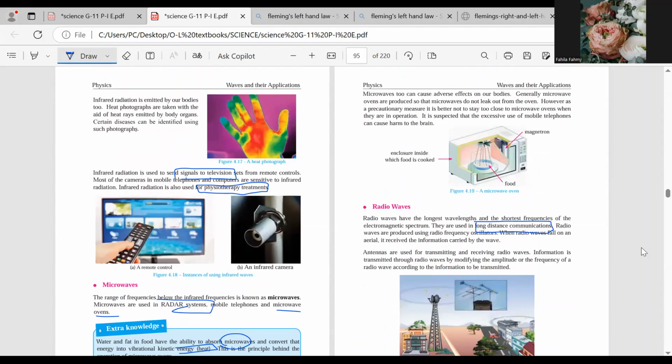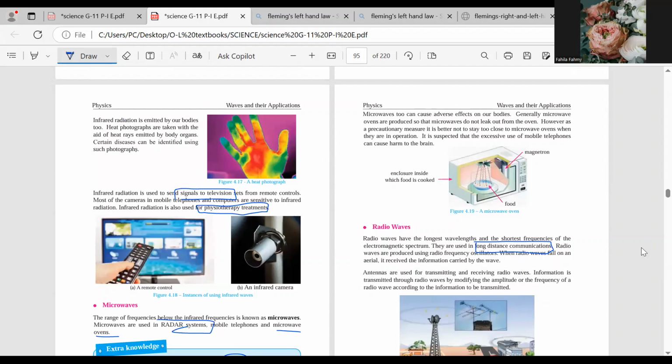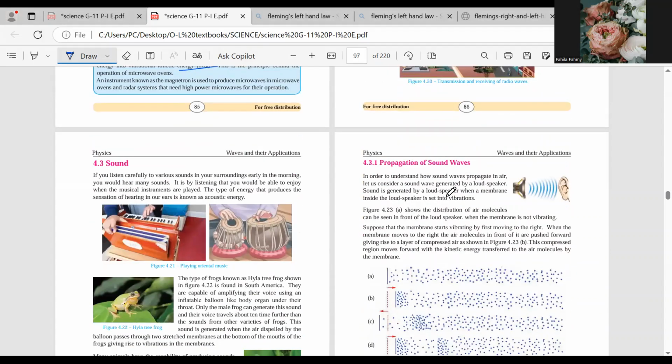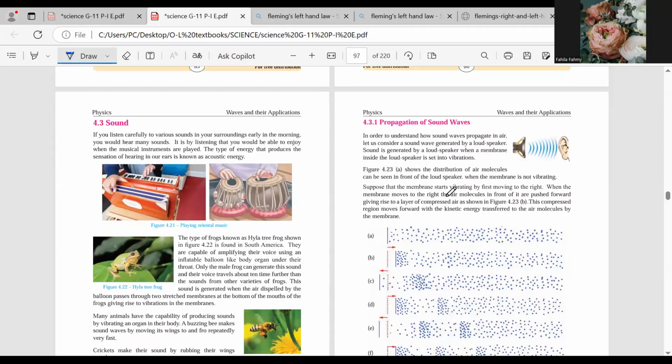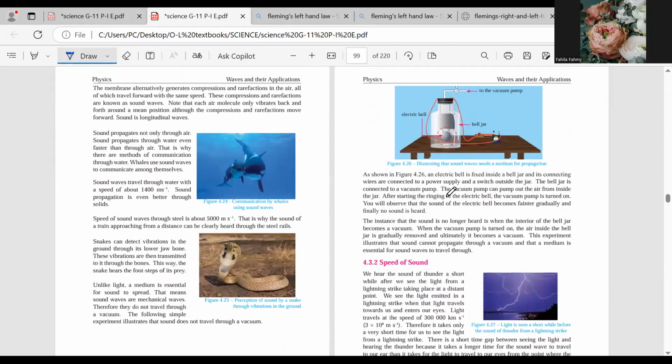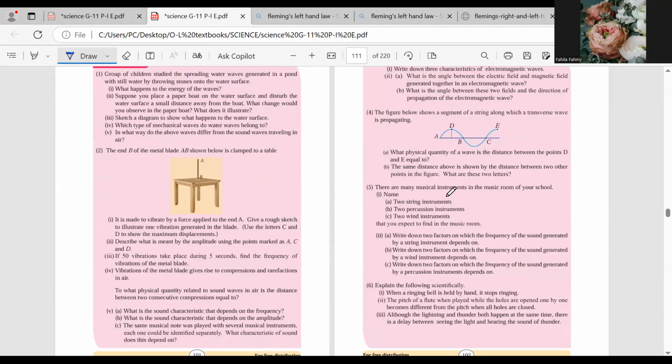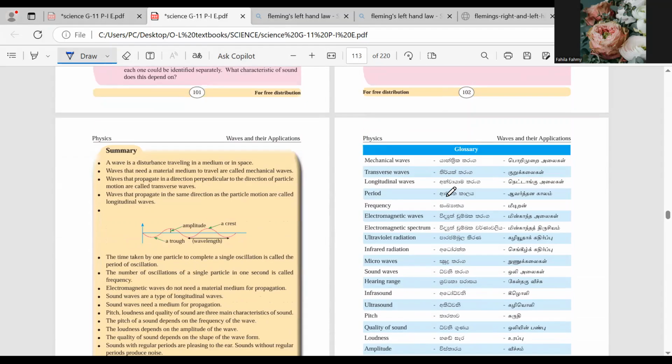Okay. So did you all understand this part clearly? Yeah, miss. Okay. Right. Okay, the next is sound. Before we go to the sound, let's see what kind of question we have here.